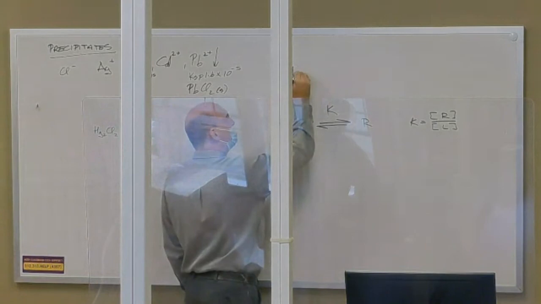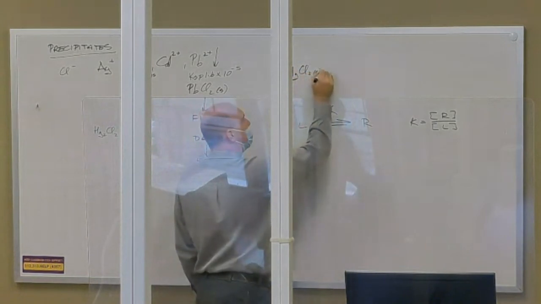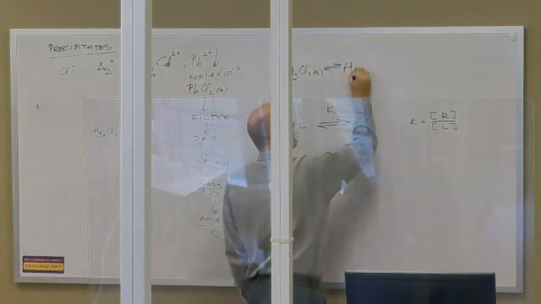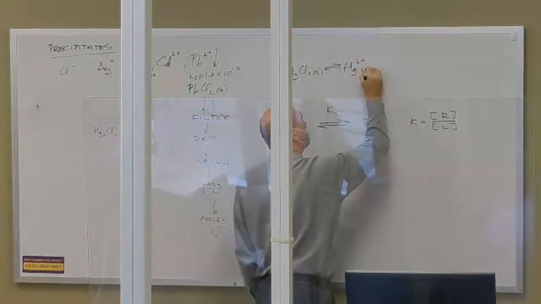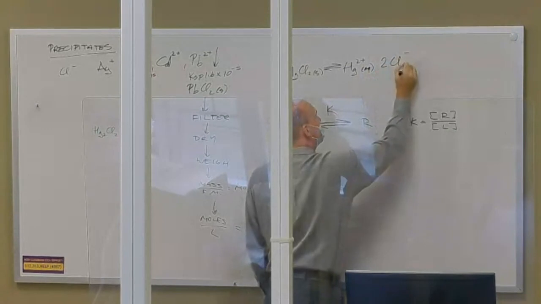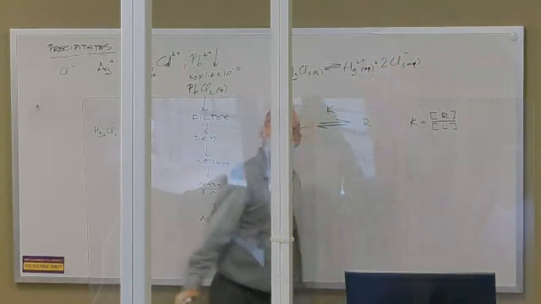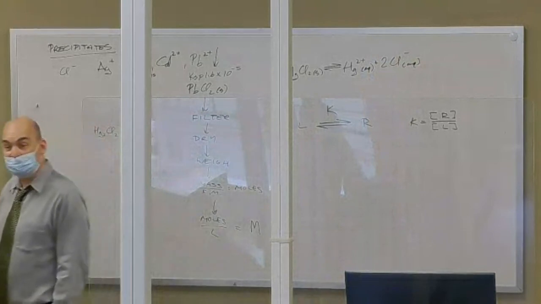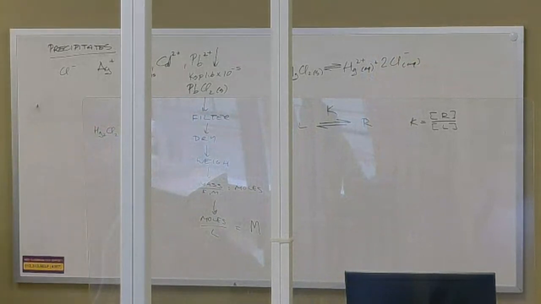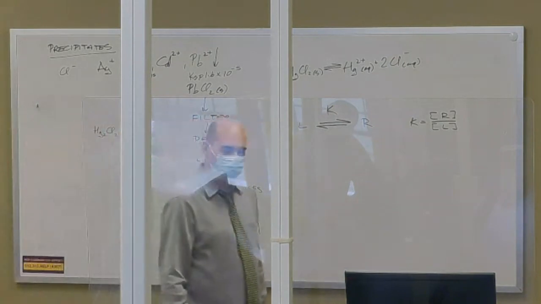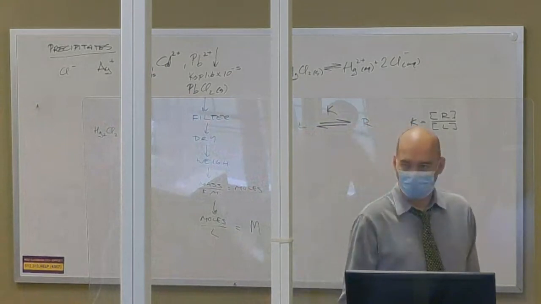For solubility, we write that equilibrium this way. The products of my equilibrium are just the solvated ions, right? The right-hand side of my equation is in solution. The left-hand side of my equation is precipitate. Which of these two is less soluble? Mercury or lead?